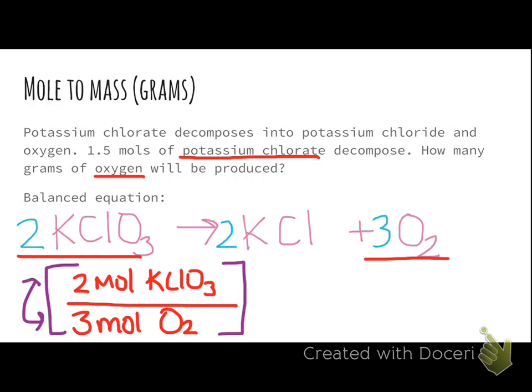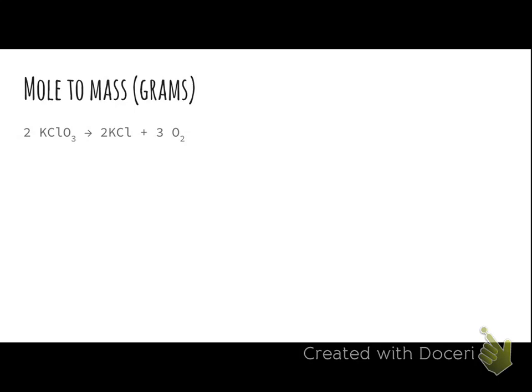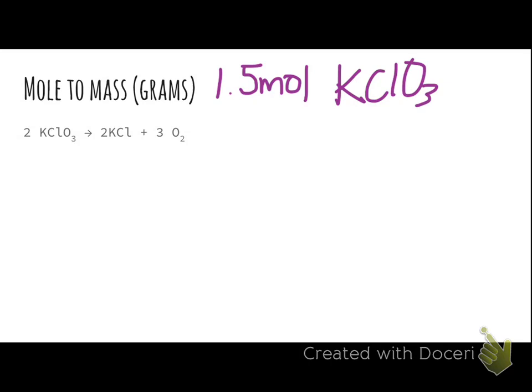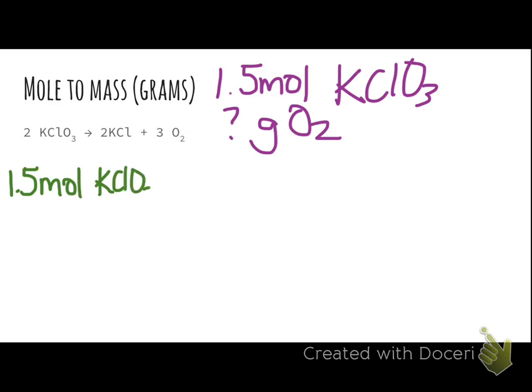All right, so let's flip to the next page. So here's our equation again. Remember that we have 1.5 moles of KClO3, and we want grams of O2. So start with what you know. What do we know? We know that we have 1.5 moles of KClO3.